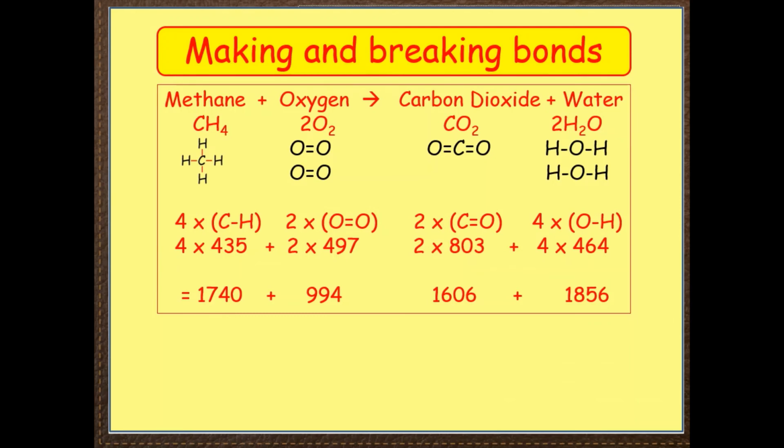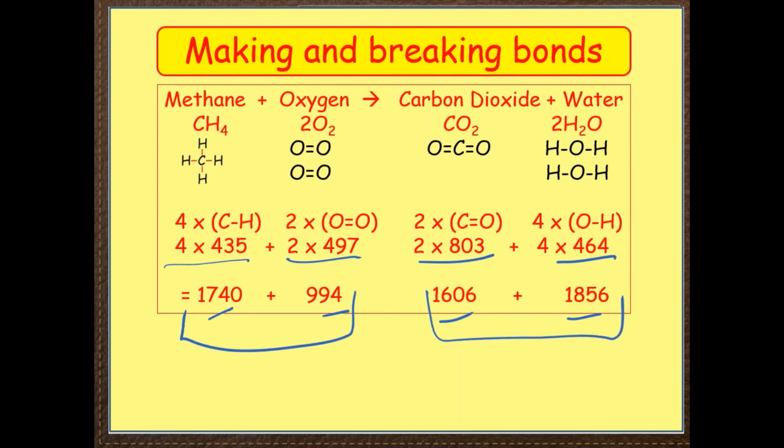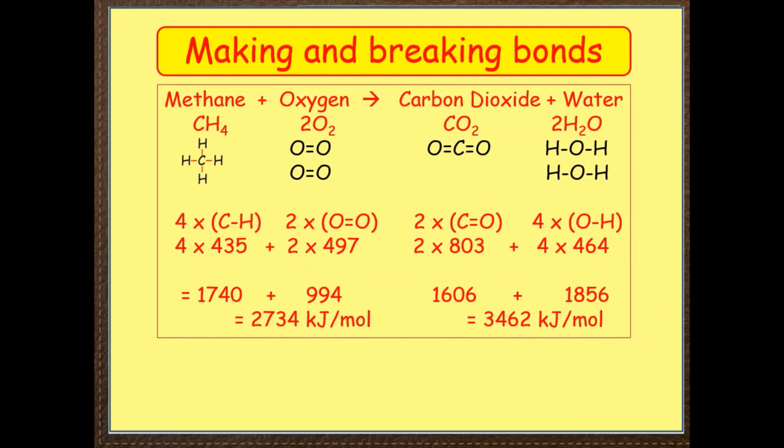So the next thing to do is to calculate everything. The value of these will be this, the value of these will be this, the value of this will be this. So next thing, we need to add all of this together and add all of these together. So what we got here is 2734, and this is 3462. Now the question is, what would this reaction be overall?